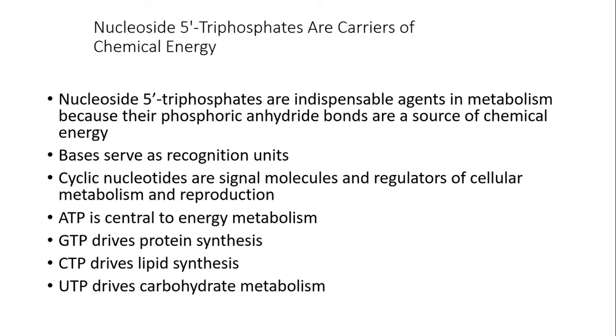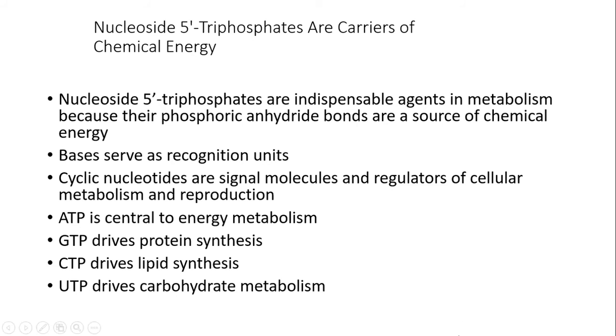So nucleoside 5' triphosphates are really very important in metabolism because their phosphoric anhydride bonds are a source of chemical energy. They can also serve as recognition units. The cyclic nucleotides are signaling molecules and regulators of cellular metabolism and reproduction.